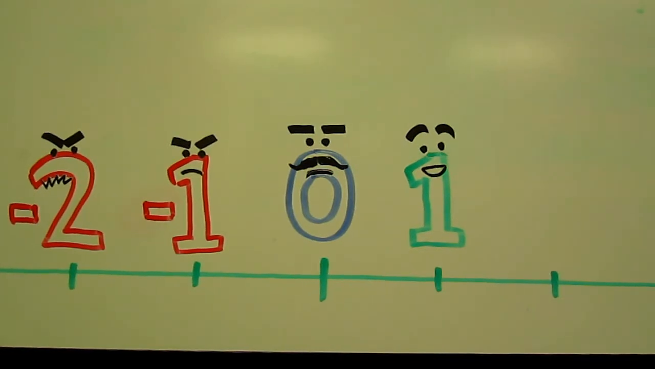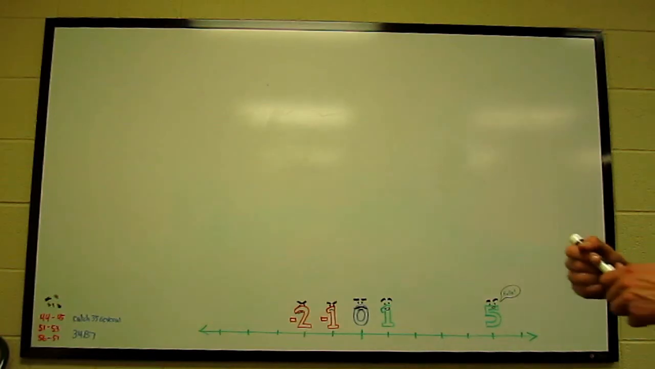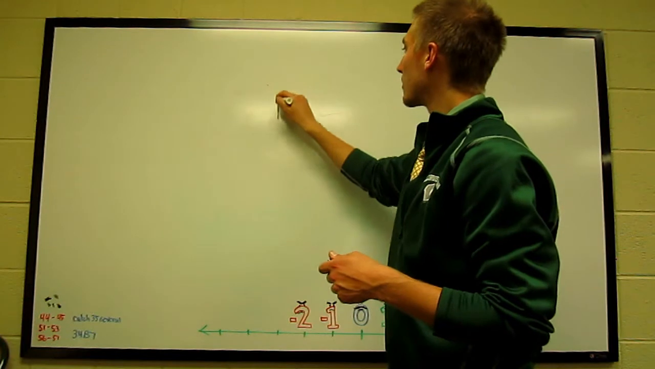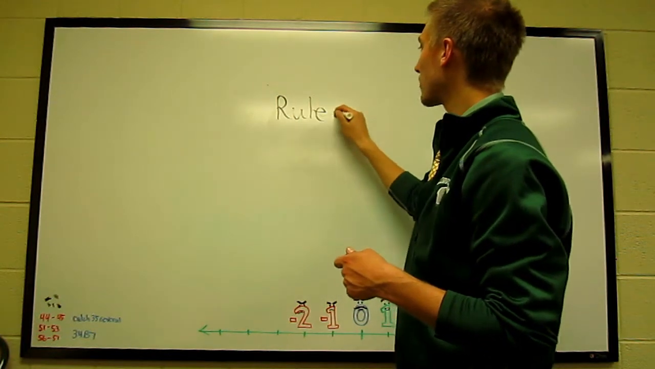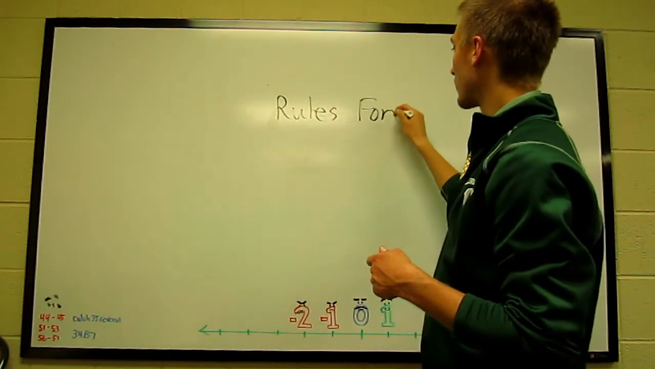Okay? Pretty easy, huh? But now that you have the hang of it, we'll see that there are some rules that go with absolute values. So what we're going to do is write some rules for absolute values.